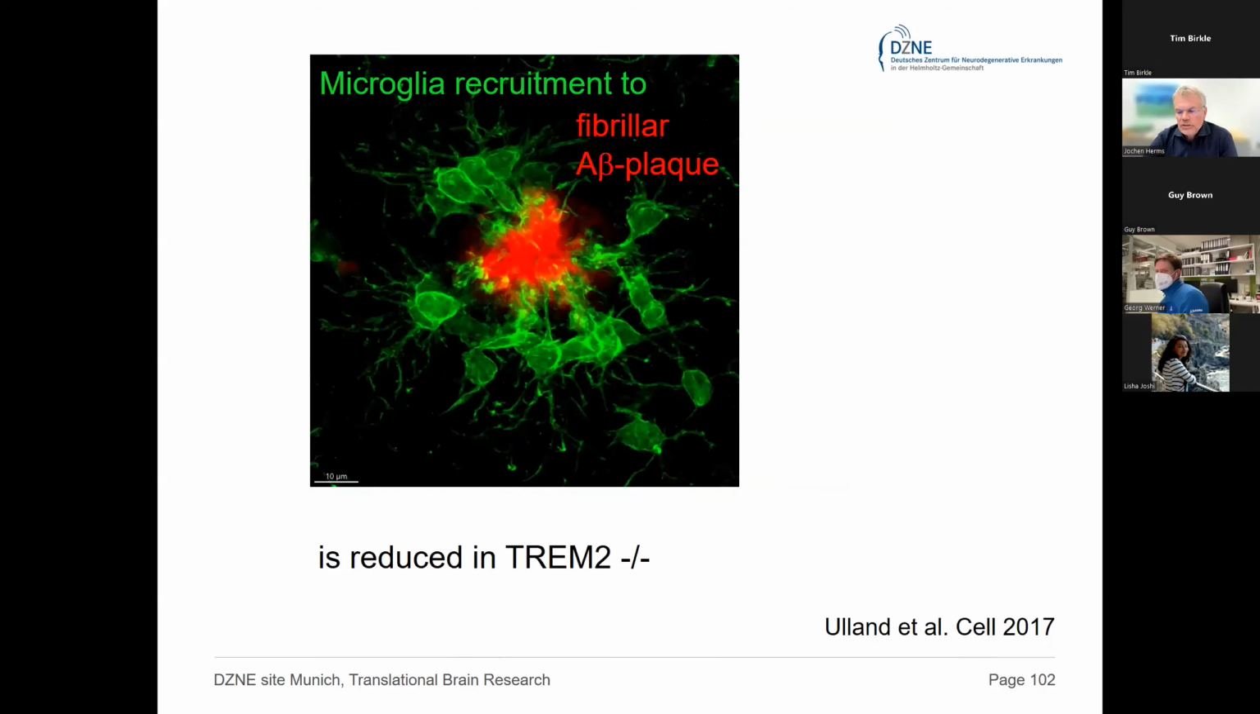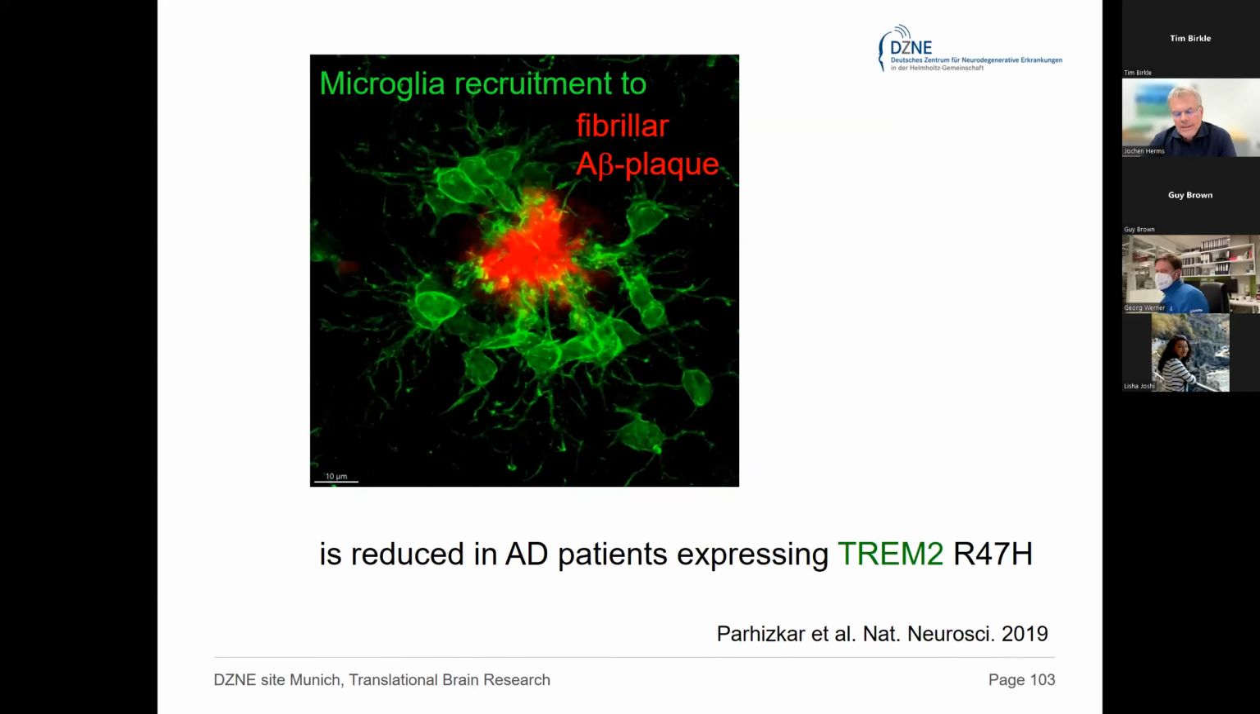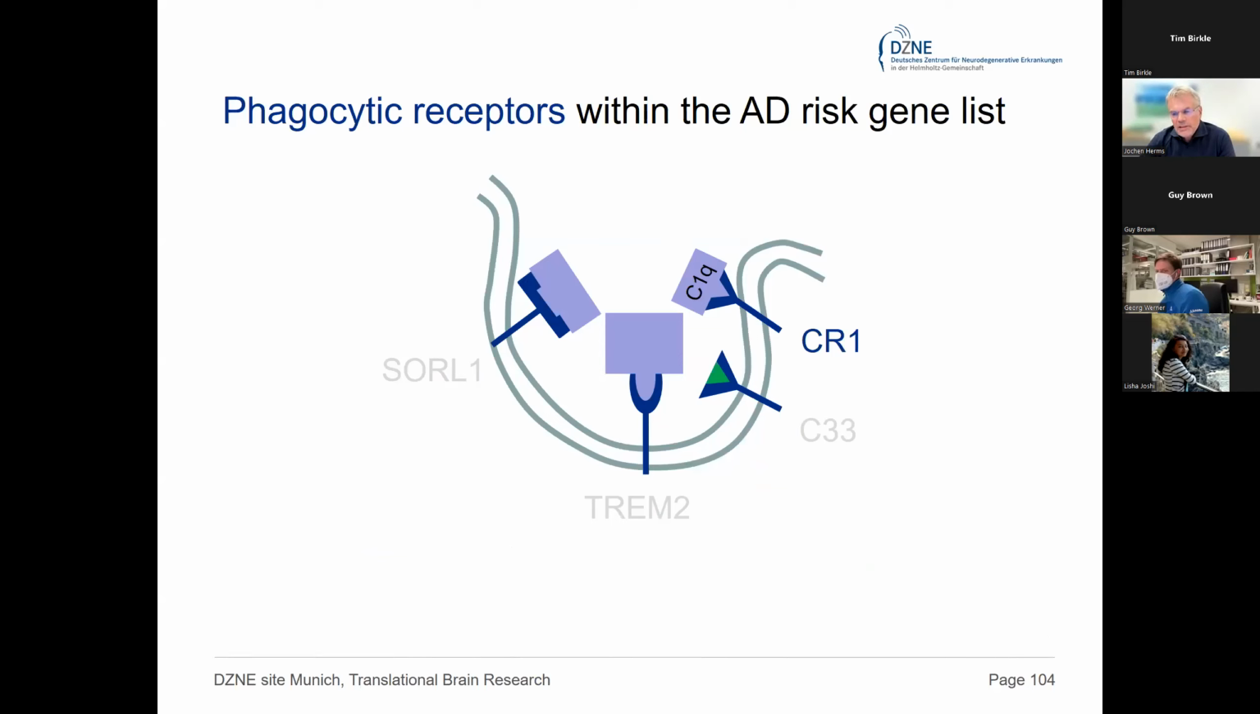And this is reduced in the TREM2 knockout mouse, as shown in 2017. And it is reduced in Alzheimer patients who have a TREM2 mutation. So obviously, TREM2 is important for the recruitment of microglia to plaques. However, TREM2 may also be involved in general in the uptake of A-beta, which is not shown in this kind of studies.